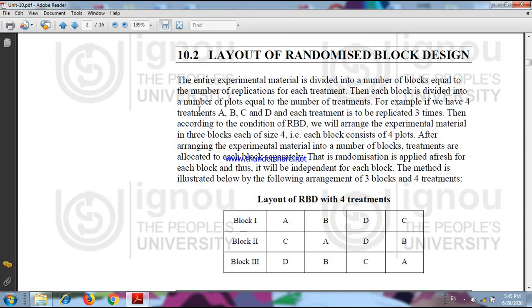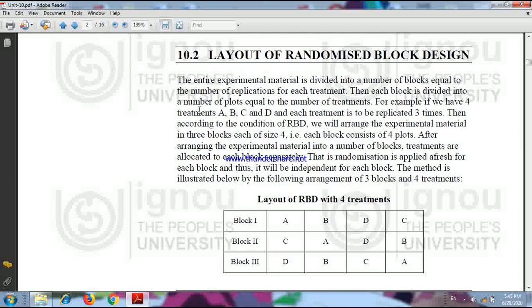Okay, now let us start the randomized block design. When to use this randomized block design, or in short form we call it RBD? You see, we have done the CRD, and in CRD the entire experimental area is homogeneous.